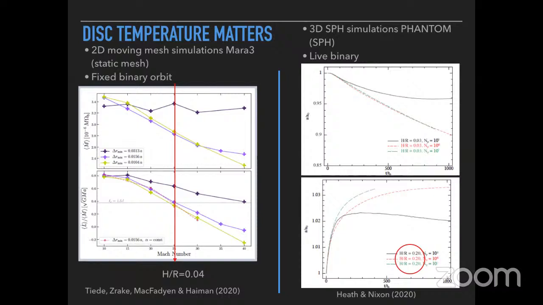This was kind of confirmed, but not really, with 3D SPH simulations of live binaries. So this time the binary is allowed to exchange angular momentum and to evolve. And the threshold for binary expansion was found to be much hotter disks. So we're talking about h/r of 0.2, which is really thick.